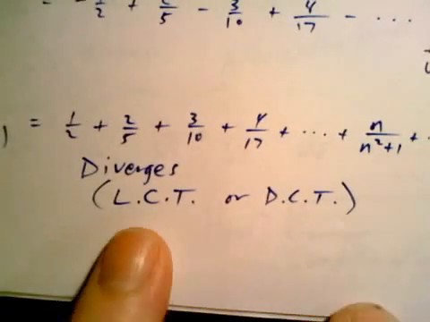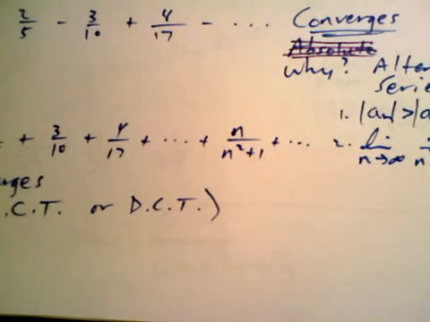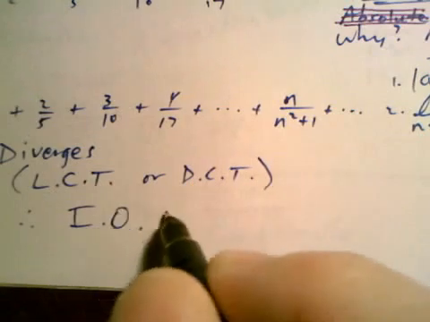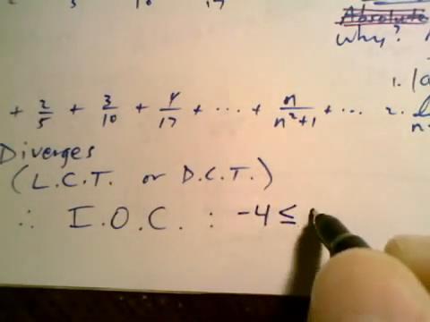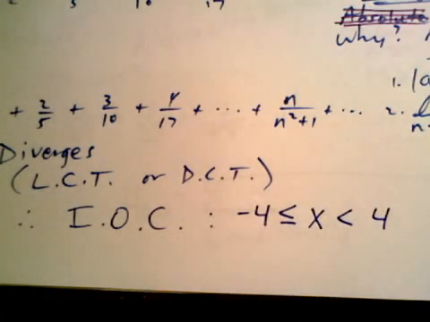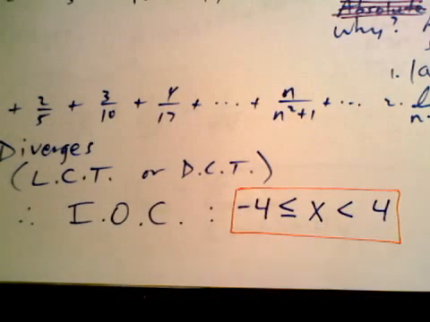Either use the limit comparison test or the direct comparison test. This series diverges, and therefore I didn't even write it. So therefore the IOC, interval of convergence, is negative 4 less than or equal to x, which is less than 4. So that's how you have to write that. Okay? So there's your interval of convergence.